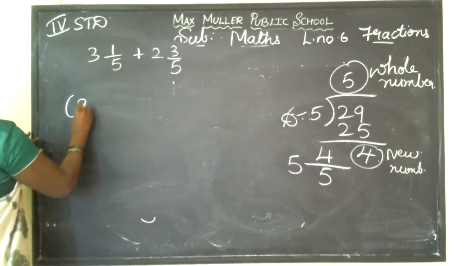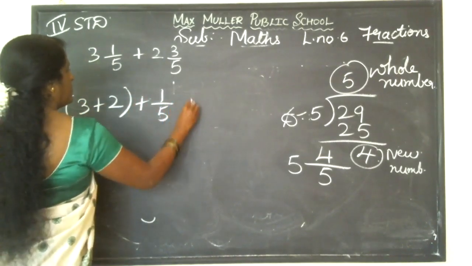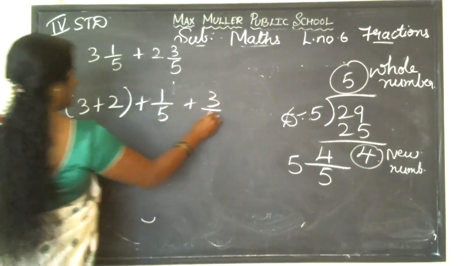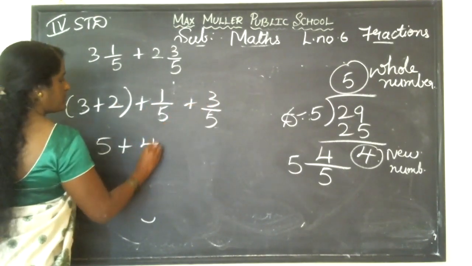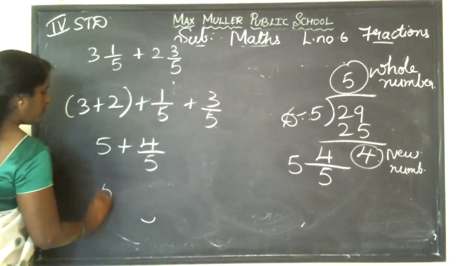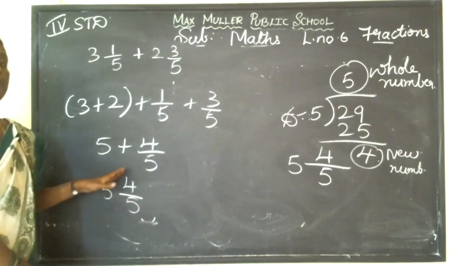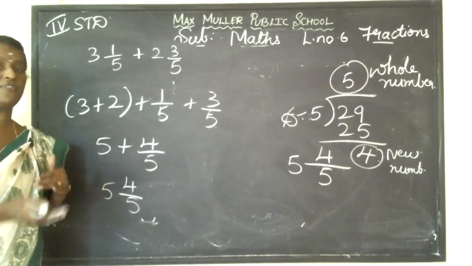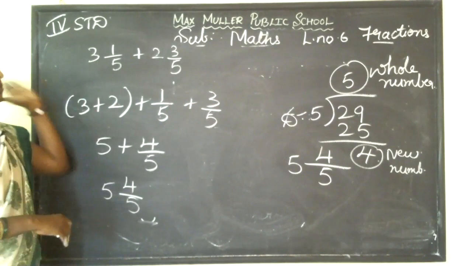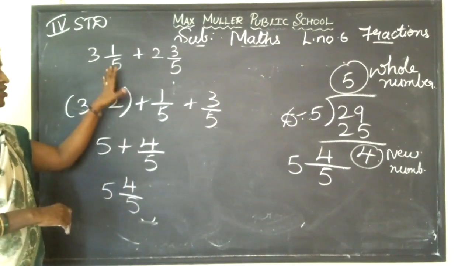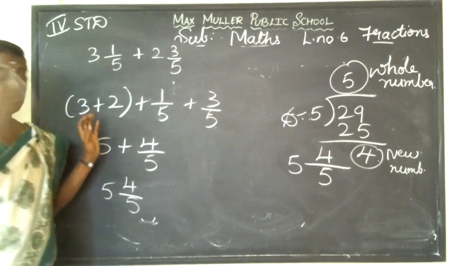See, 3 plus 2 plus 1 by 5 plus 3 by 5. 3 plus 2 is 5, plus 3 plus 1 is 4, so 5 and 4 by 5. You will get a direct answer, but they have asked improper fraction to mixed fraction to improper fraction, so I did that long method. Addition means only you can do like this. That is the second method. Okay, children, that is the second method.